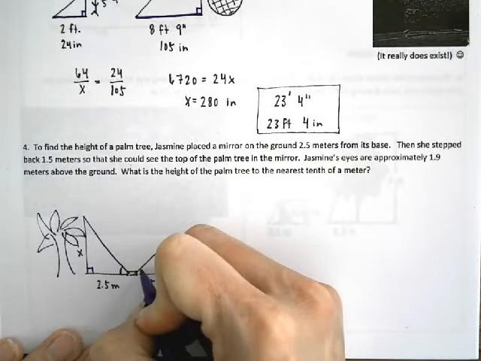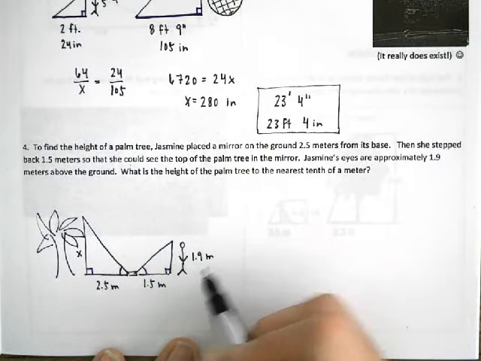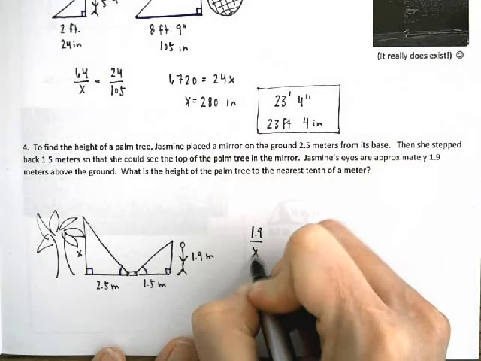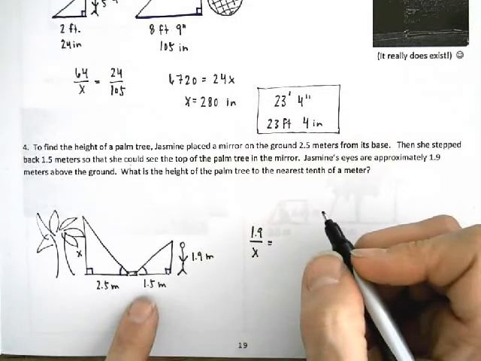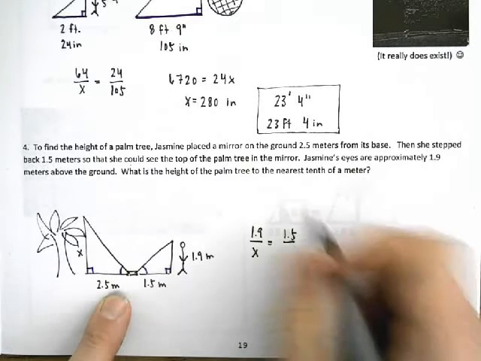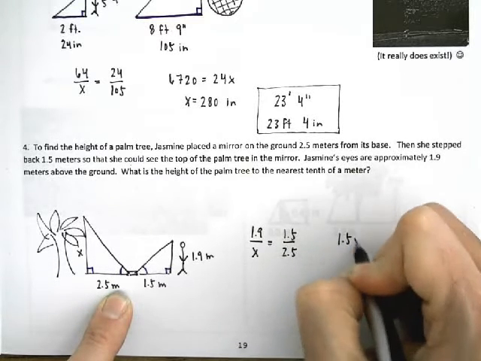So really what we have are these two congruent angles here. So again, we're basing this off of angle-angle similarity. Once we've got our setup, we're just setting up a proportion. The ratio of the height of the person to the height of the palm tree has to be in the same ratio as the length of this leg to the length of this leg. And again, we're going to cross multiply.